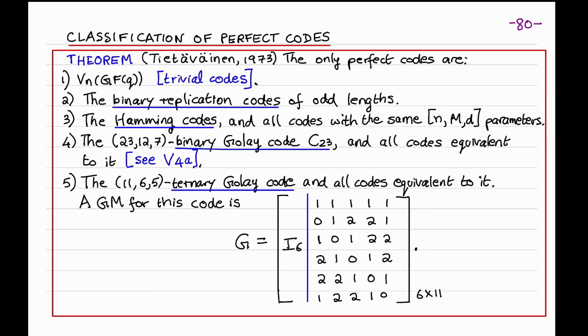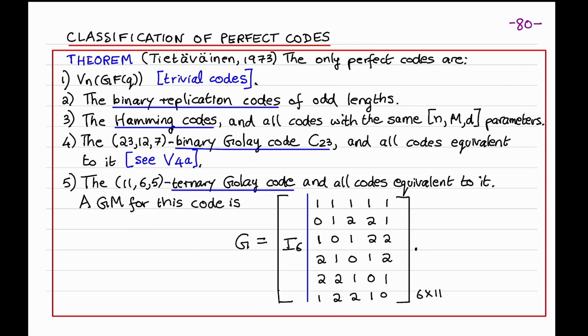Unfortunately, there aren't many more perfect codes. In 1973, this Finnish person, whose name I can't pronounce, proved that the only perfect codes that exist are the trivial codes consisting of all n-tuples over GF(q), the binary replication codes of odd lengths, the Hamming codes, and all block codes with the same (n, M, d) parameters as the Hamming codes.